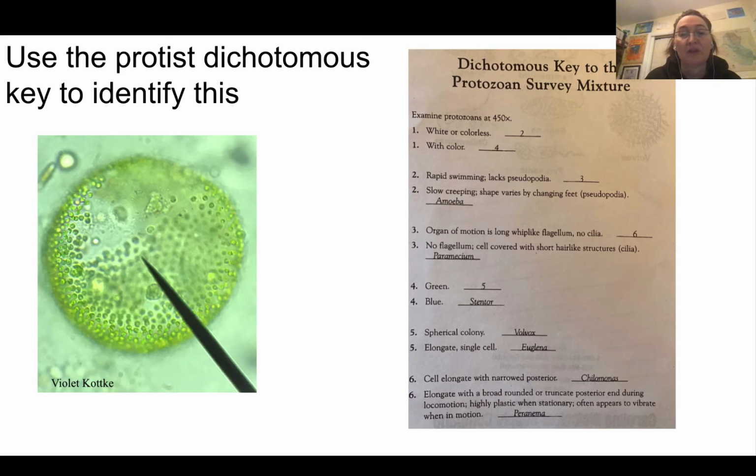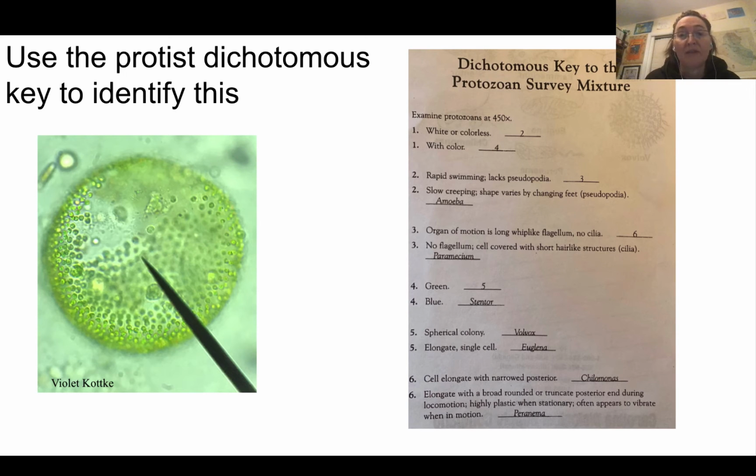So when we look at this picture, we start with a first question. And the first question, 1, says white or colorless, or with color. This is quite green. So we go with color, and it's like a choose-your-own-adventure novel. If it has color, it says 4. That means we go down to question 4. And question 4 is like, well, is it blue or is it green? I found it a little bit difficult to see blue convincingly in some of these. That said, this looks convincingly green to me. So we go with green, and green tells you to go to question 5.